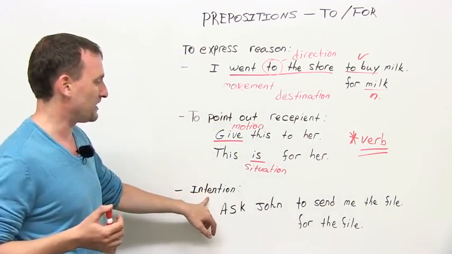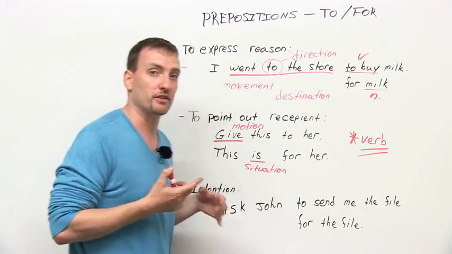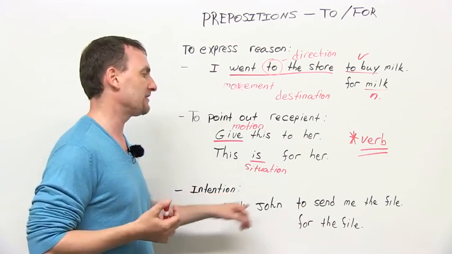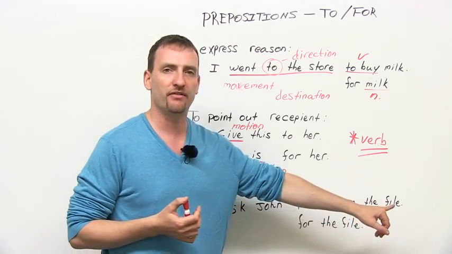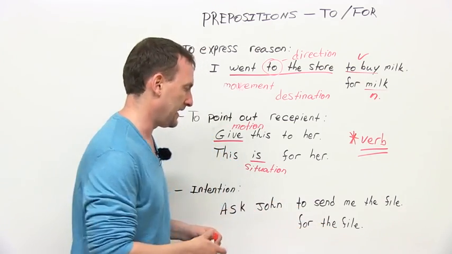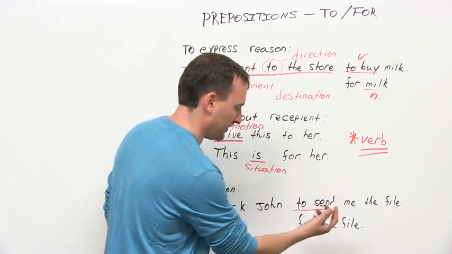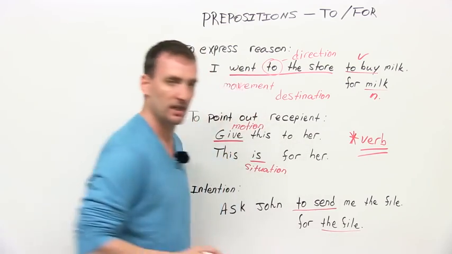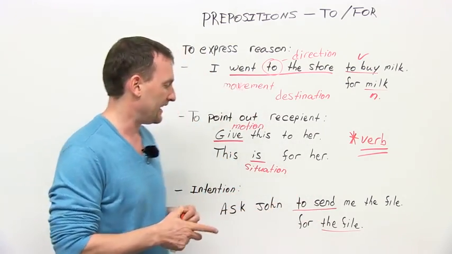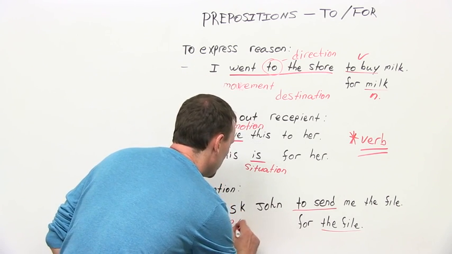Here's another one. Intention. What do you want the person to do? So ask John, or could you please ask John to send me the file? Ask John for the file. Again, we have two verbs, so the infinitive, and we have for a noun. Now, the meaning here is pretty much the same. It's all about the expectation.